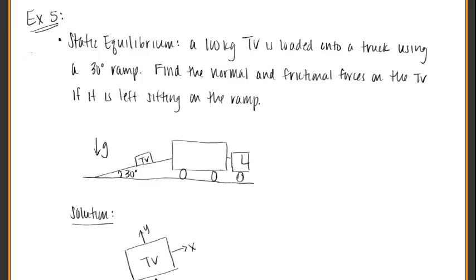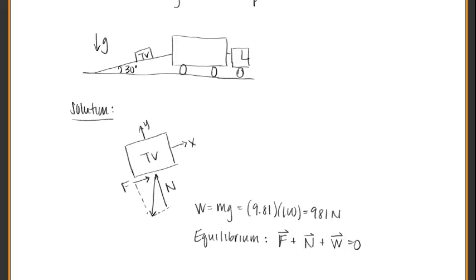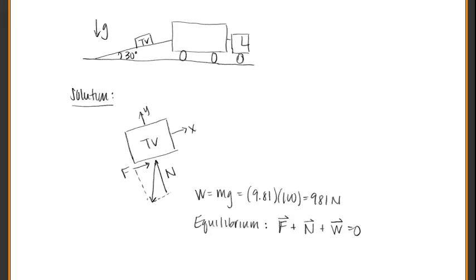You have a 100-kilogram TV that is loaded into a trunk using a 30-degree ramp. We want to find the normal and the frictional forces on the TV if it is left sitting on the ramp. Okay, so you draw yourself a picture and then you draw yourself more of a working picture, per se. You've got this TV that's sitting here. It's got an X component and a Y component.